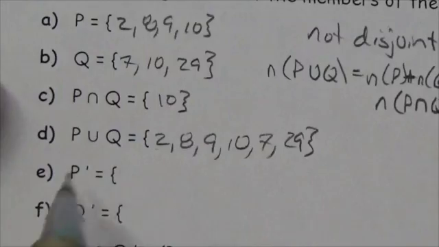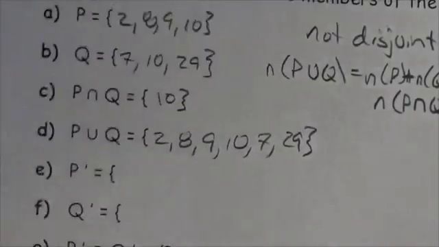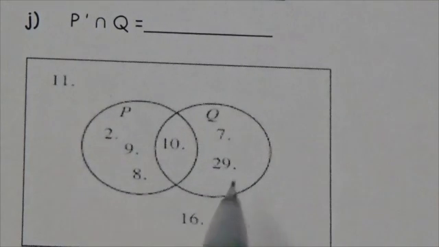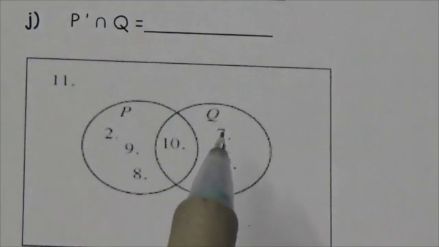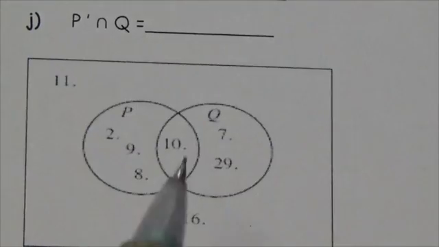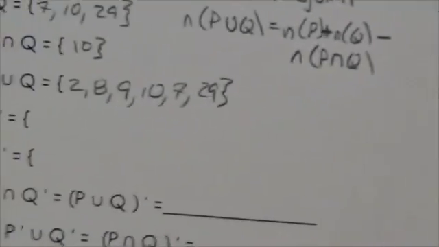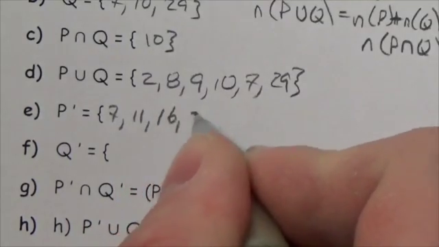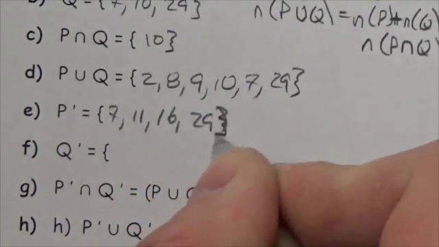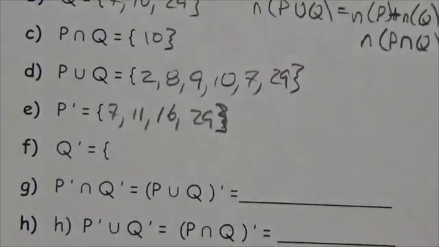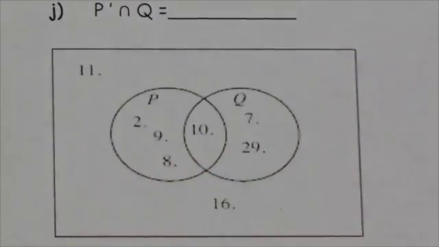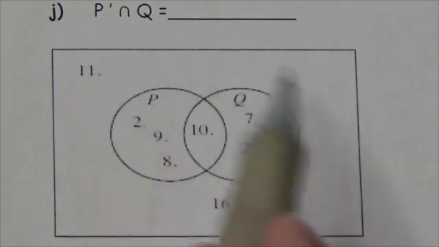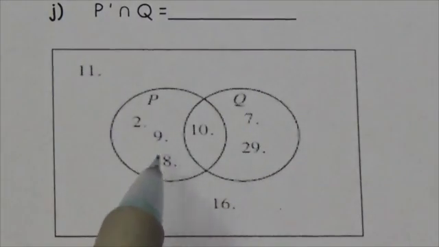All right, not P. Okay, we'll probably have to go back to the diagram for not P. So outside of P, I got 11 and then 16, 7 and 29. So 7, 11, 16, 29. Here we go, not P. 7, 11, 16, 29. Okay. Not Q. I got to go back here. Not Q is going to be everything outside of Q here, so it's going to be 11, 2, 9, 8, 16.